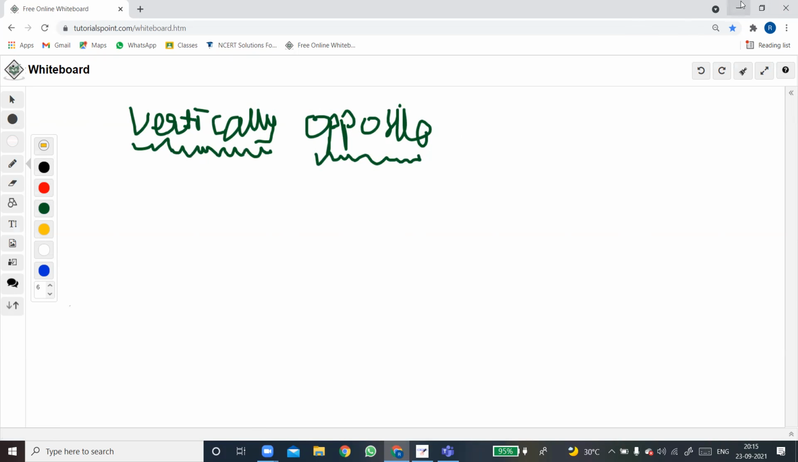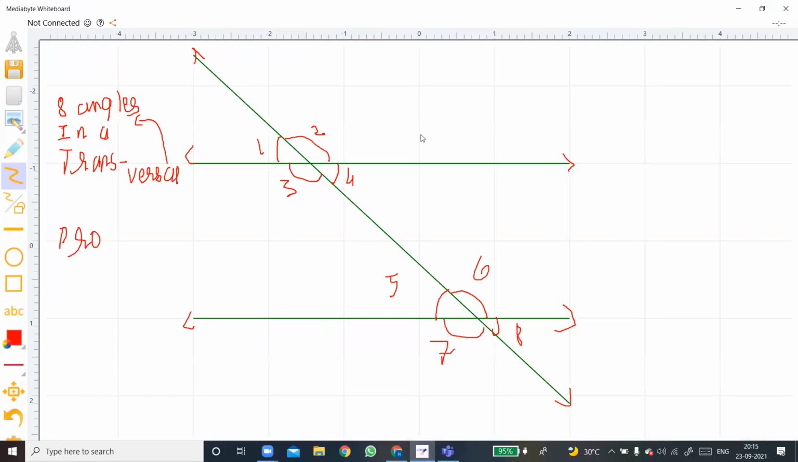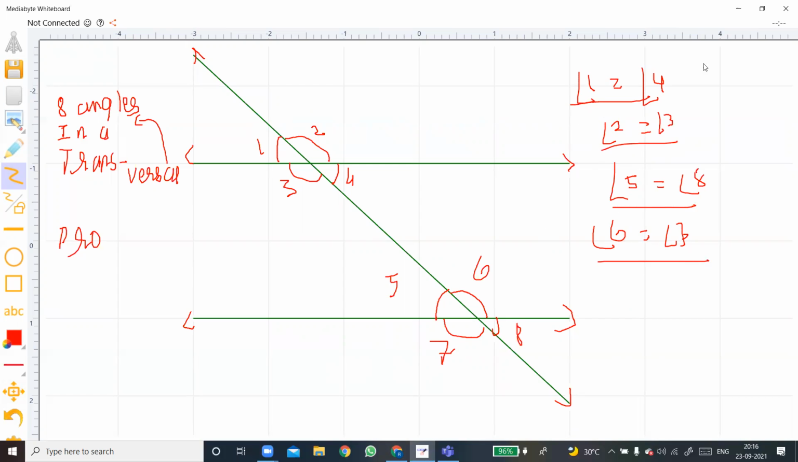Let's change the color here. As per the diagram, I'll say angle 1 and angle 4 are vertically opposite. Angle 2 and angle 3 are vertically opposite, angle 5 and angle 8 are vertically opposite, and angle 6 and angle 7 are vertically opposite. So I mentioned here angle 1, angle 4, angle 2, angle 3, angle 5, angle 8, and so on.